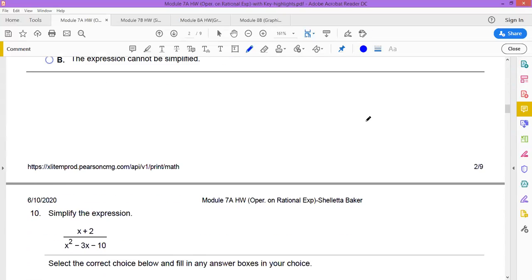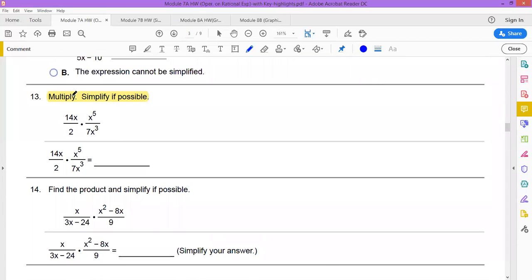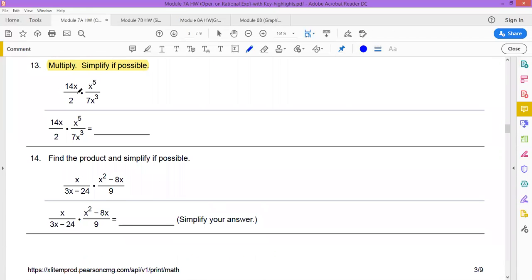All right, let's look at number 13. So we're multiplying these terms, and then we're going to simplify if possible. So let's just multiply across first. 14x times x to the 5th power will leave us with 14x to the 6th power. Now, how do we get x to the 6th power? Remember, this is a 1. So we add these two powers together because they have the same base. We can add 1 plus 5 to get x to the 6th power.